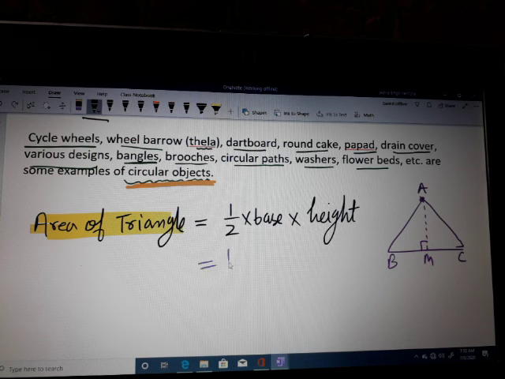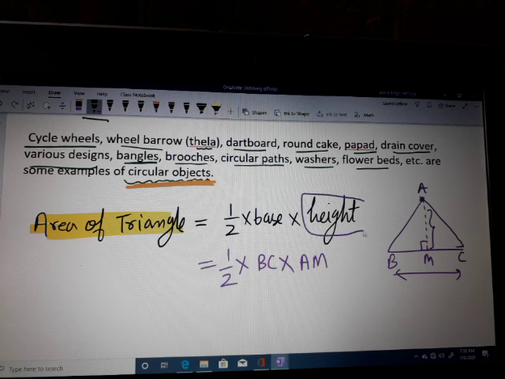So what is the area of this triangle? Area of triangle will be 1/2 into base. What is the base? Base is this side, BC, into what is the height? This is the height of the triangle, that is the altitude, that is equal to AM. Height is sometimes known as altitude. Please remember, altitude also means height. Understand?